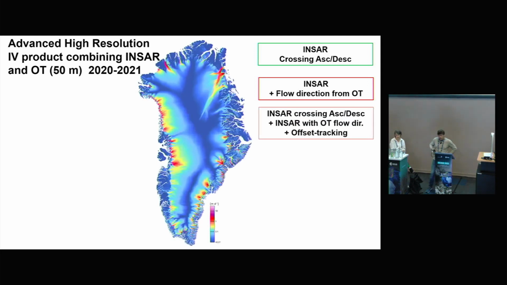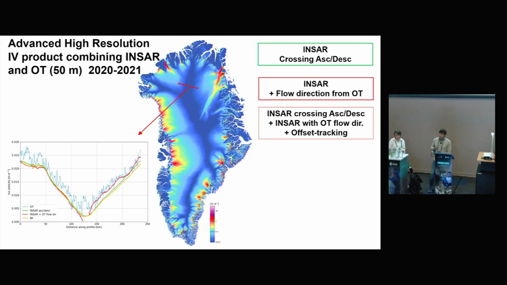Now, therefore, we are combining this together with the offset tracking in order to fill the fast-moving parts, and this is now this advanced high-resolution IV product combining all the different techniques. We are filling the gaps where we have only one observation direction given using the flow direction, and for the very fast-moving part, we are using the offset tracking. And of course, we have a priority in the merging. The highest priority has, of course, the crossing orbits ascending descending solution, because this is the highest accuracy.